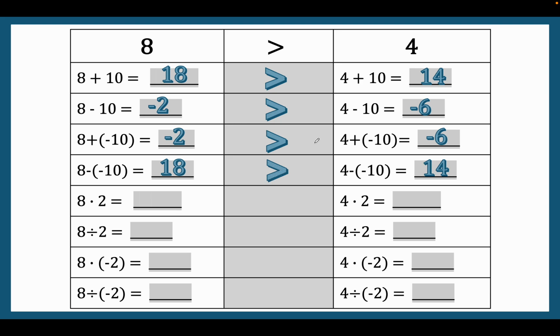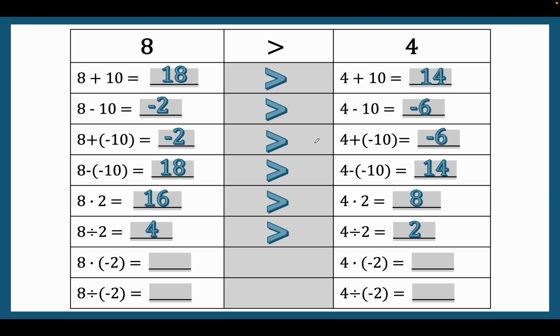So far, as we can see, adding and subtracting positive and negative numbers, the left side is still going to be greater than the right side no matter what we add or subtract from 8 and 4. Now let's take a look at multiplication and division. 8 times 2 is 16, 4 times 2 is 8. The left side is still greater than the right side. 8 divided by 2 is 4, and 4 divided by 2 is 2, and we can see the left side is still greater than the right side.